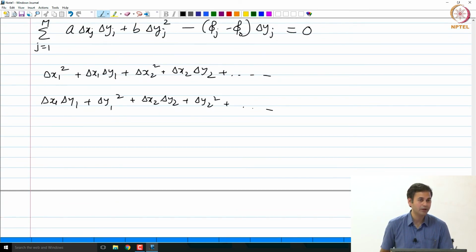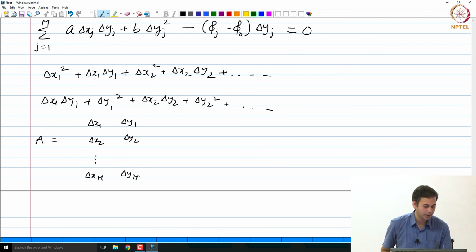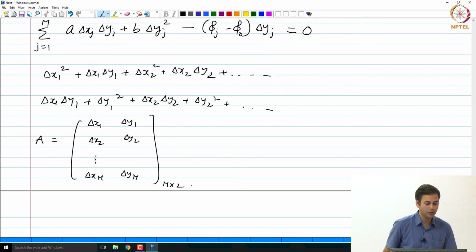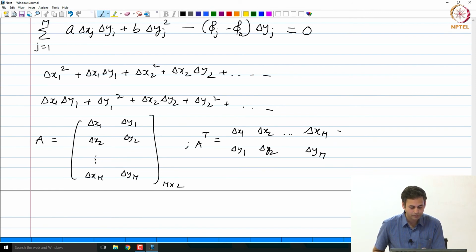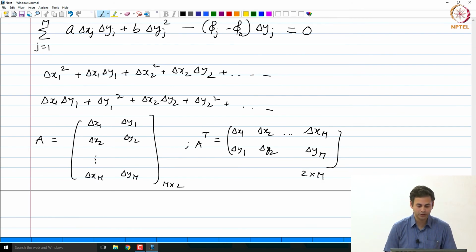So, we have a matrix. What is the matrix A that we have? A is delta x 1 delta y 1, delta x 2 delta y 2, and so on, delta x m delta y m. This is an m by 2 matrix. If I were to write A transpose, it is delta x 1 delta y 1, delta x 2 delta y 2, and so on, delta x m delta y m. This would be a 2 by m matrix.